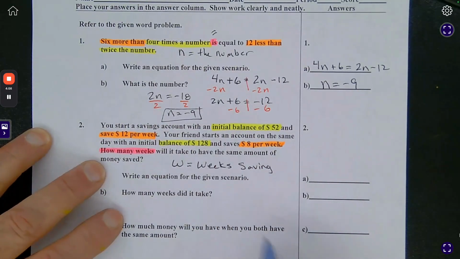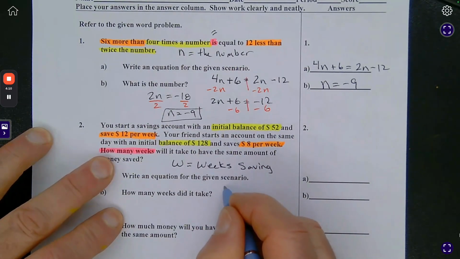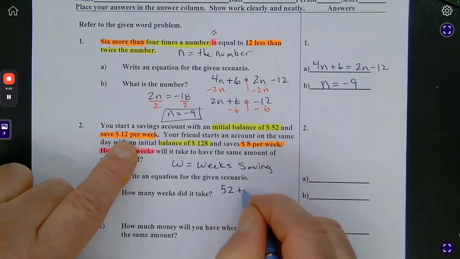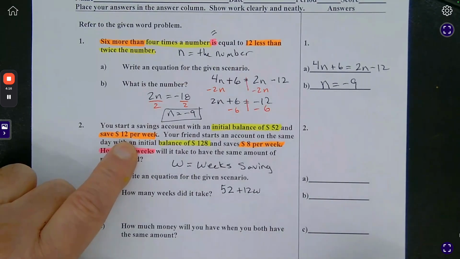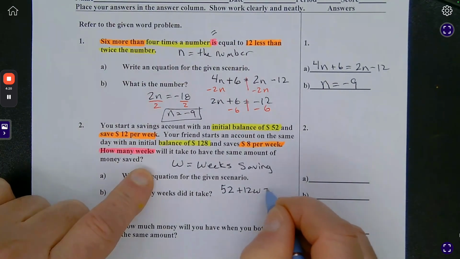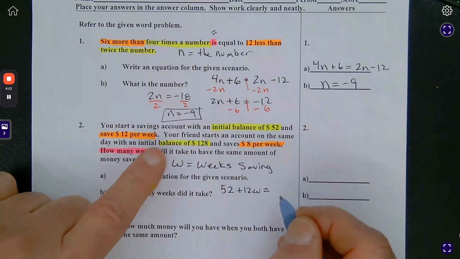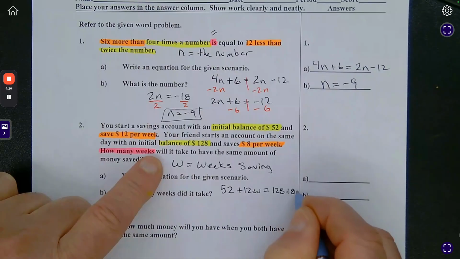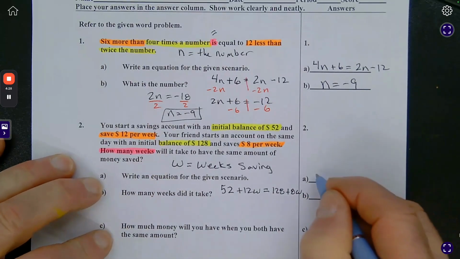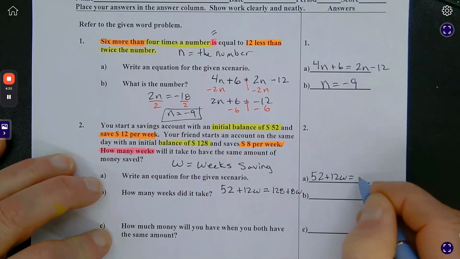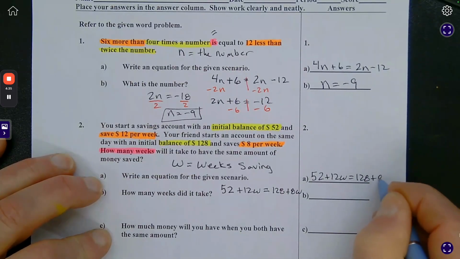Okay, let's write our equation. I have an initial balance of $52. That means I start with 52, and I add $12 per week. My friend starts the account on the same day, so I want to know when are they equal. Balance of $128 saves $8 per week. That's my equation. 52 plus 12W equals 128 plus 8W.